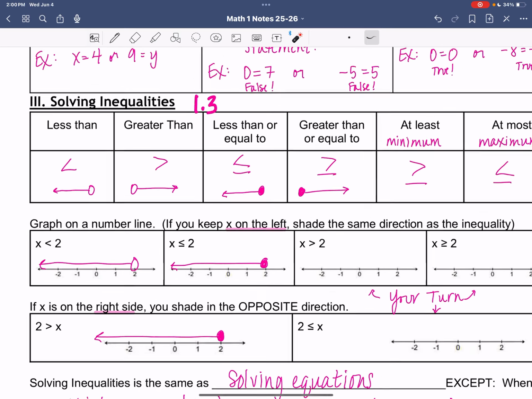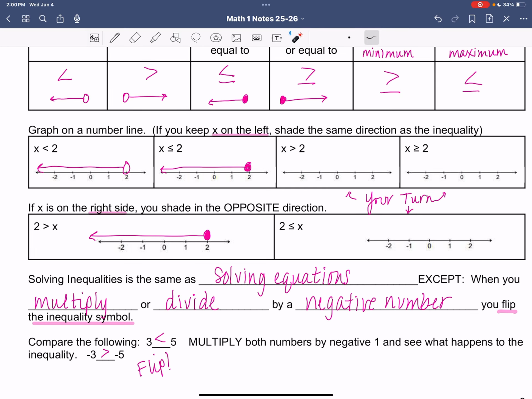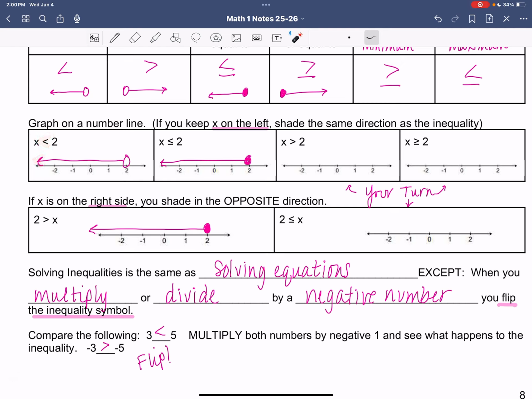All right. So now, a couple little tricks on here. If you keep X on the left side, think of this like an arrow, and that's the direction you're going to go. So this is an open point, and then you're going to go that direction because X is less than 2. So it's all the numbers less than 2. Now, here it is, X is less than or equal to. So since it's got this line here, it's a solid. So it's going to be all the numbers that are less than or equal to 2, so it does include 2.